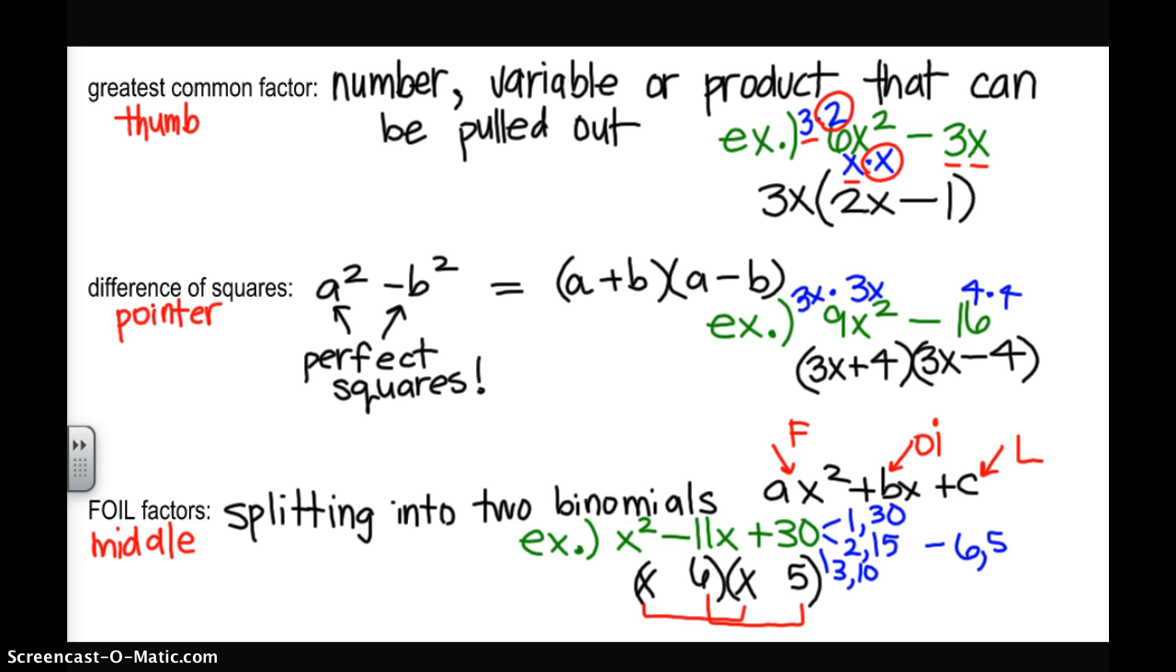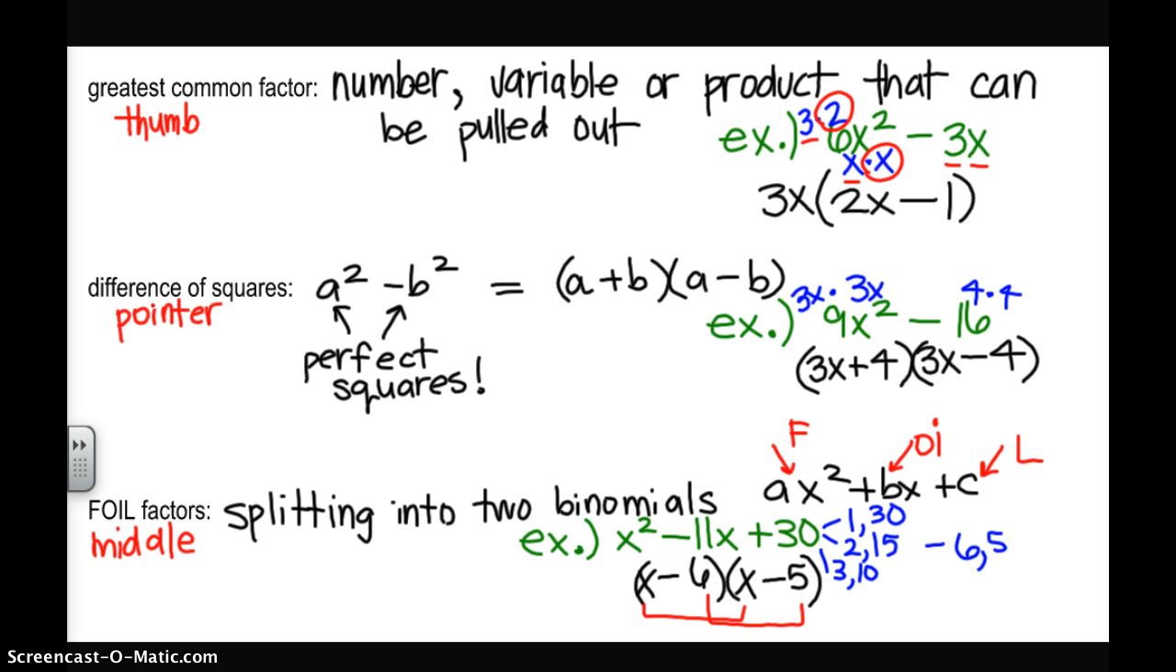I want 6 and 5, and of that 6 and 5, I know that when I combine them, this 6x from the inside and the 5x from the outside, well, they need to both be negative to make a negative 11x. FOIL factoring is probably the toughest one. Okay? It's going to be the toughest, but it's also going to be the one that you're going to get the most good at. It's the one you're going to do the best at.